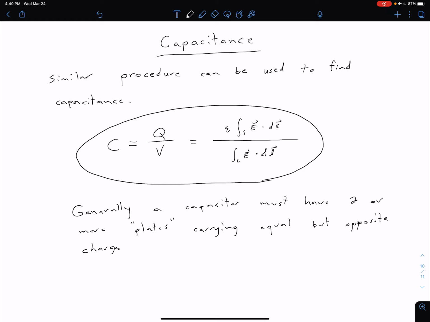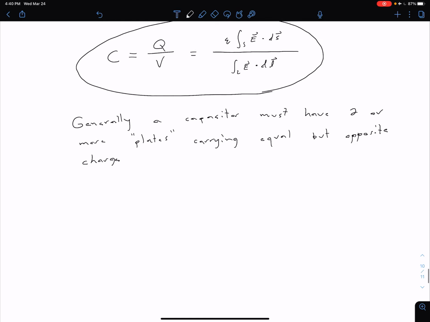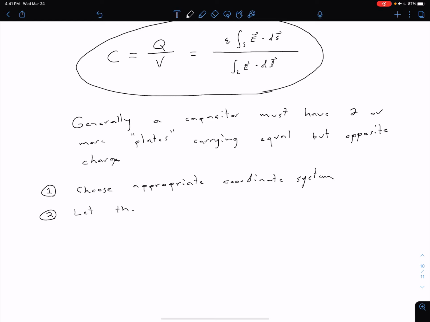And so the first set of steps we're going to talk about doesn't actually utilize our boundary value conditions, but as we're going to see in a later example, we definitely can still use that boundary value approach. So in this more general approach, our first step is still going to be to choose an appropriate coordinate system. So the second item is going to be: let the two conducting plates carry some arbitrary charge plus and minus Q.